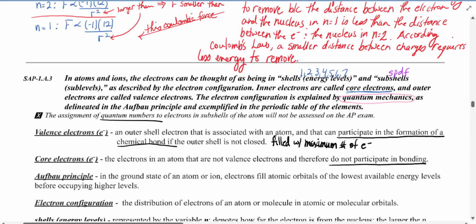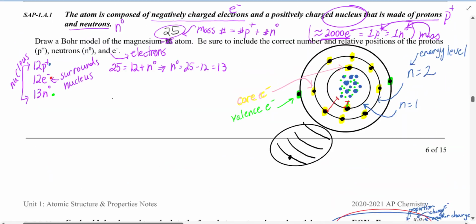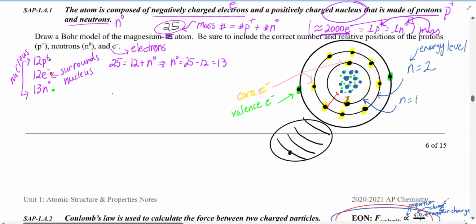So let's go back up here and look at our Bohr model again. The only electrons that are involved in bonding are these outer ones right here, your valence electrons. The yellow ones are not involved, ever. They don't even touch another atom at all. It's just these outer ones.